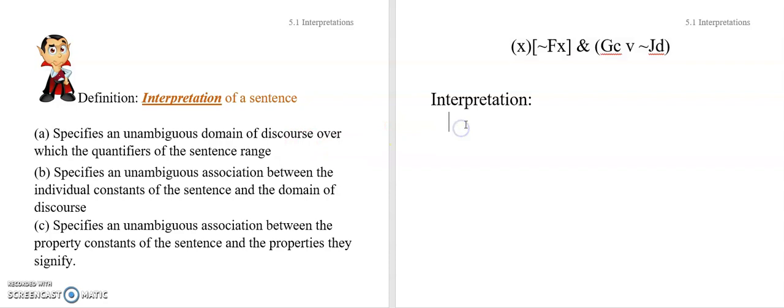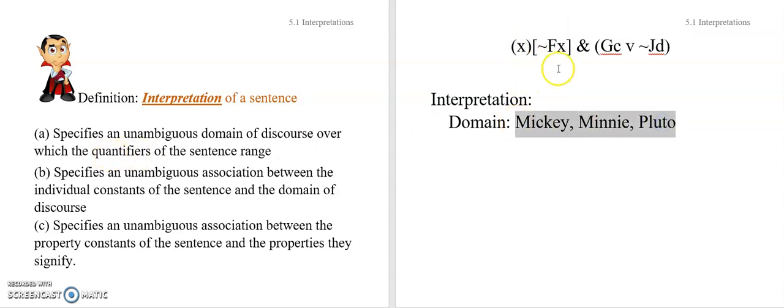So, first thing we have to do is we have to say, okay, what's our domain going to be? Well, maybe it's just going to have three things. It's going to have Mickey, Minnie, and it's going to have Pluto in it and nothing else, okay? So, the number 2 is not in there. The Christmas trees are not in there. Just Mickey, Minnie, and Pluto, okay? And it's unambiguous what's in there and what's not. And notice this is what the quantifiers of the sentence range over. So in this sentence, we have this quantifier. And that quantifier, when it says everything, is talking about these three things. Okay, it ranges over these things in the domain and only those things.